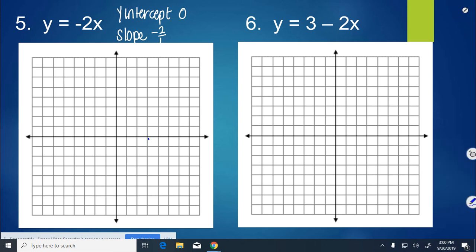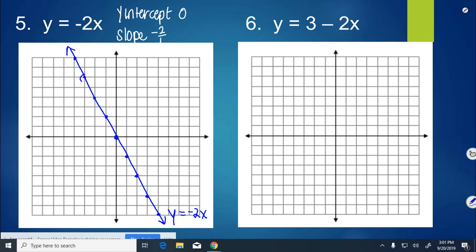We would start at 0, and instead of going up 2 and over to the right 1, we're going to go down 2 and right 1, down 2 and right 1, down 2 and right 1, making a negative slope. If you were looking at this from left to right, it would be going downhill instead of uphill like it does when we have a positive slope in all the other problems. Arrows on both ends, label it with the function rule. And again, all the points on this line would satisfy that equation.